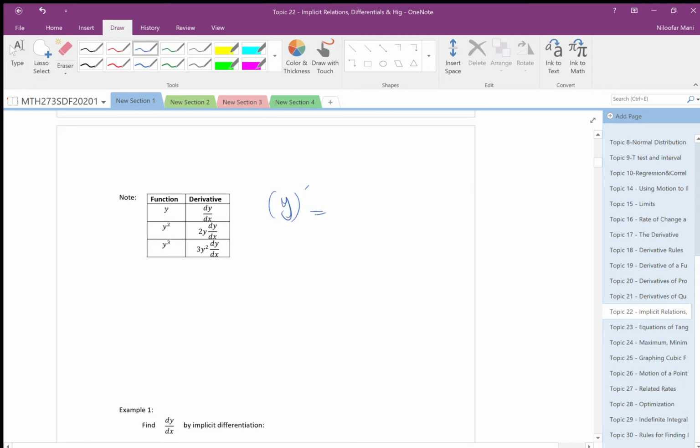What is the derivative of x? 1. But here is y. So you have to times 1 with y prime. What is the derivative of y squared? 2y, like x squared. It's 2x. But times y prime.